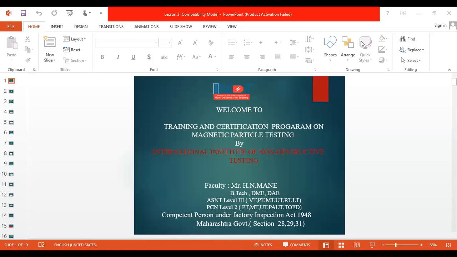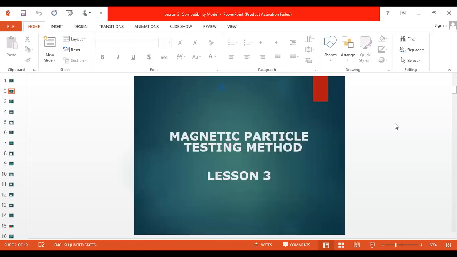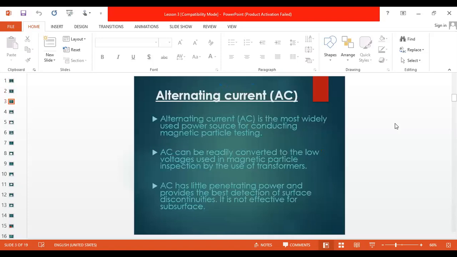Today also we are going to discuss magnetic particle testing, and we are discussing current. There are three types of current we are using in magnetic particle testing: one is AC current, second is HWDC current, and third one is DC current. So here we are going to do the detailed study about the current.